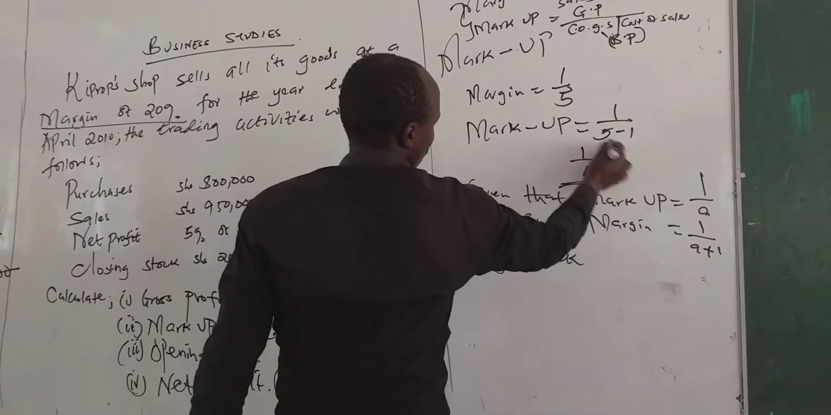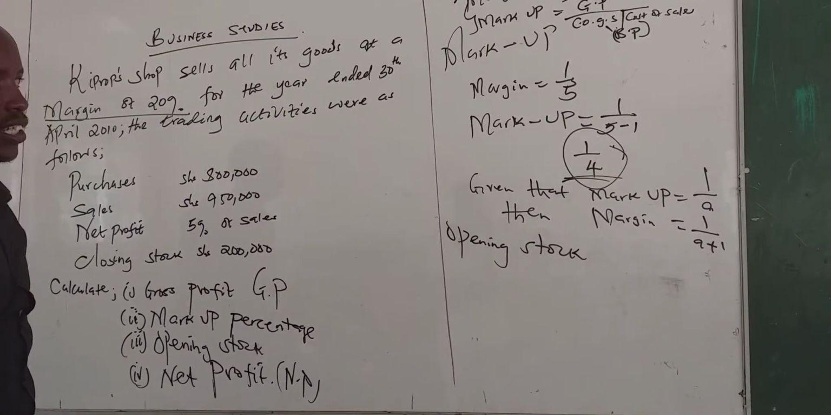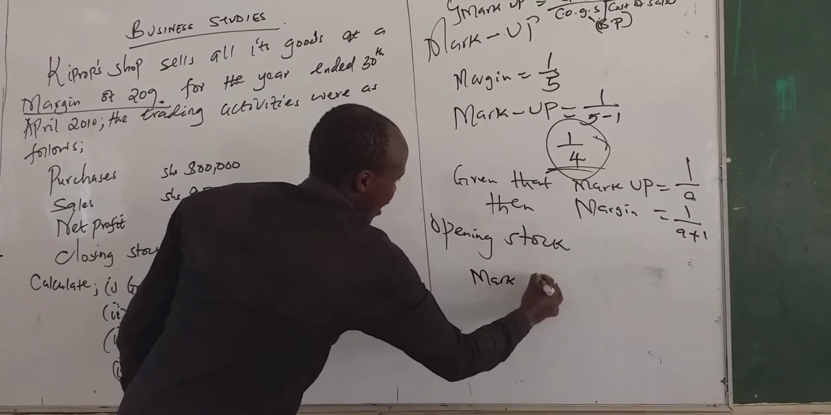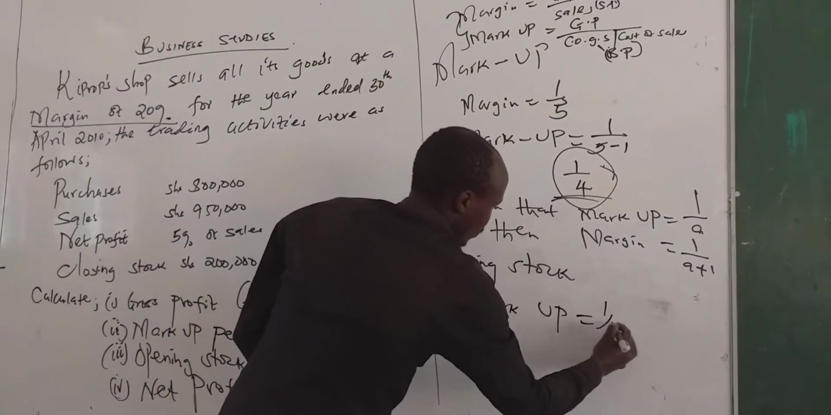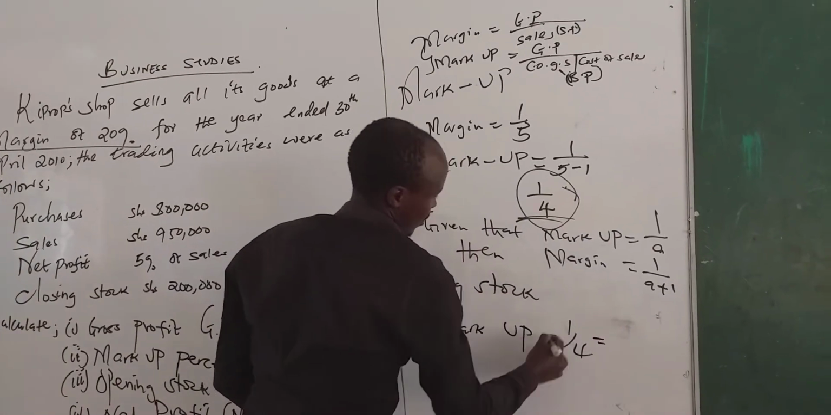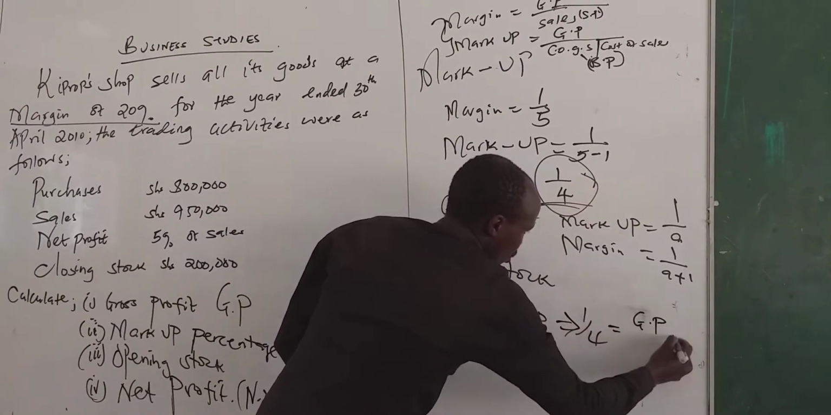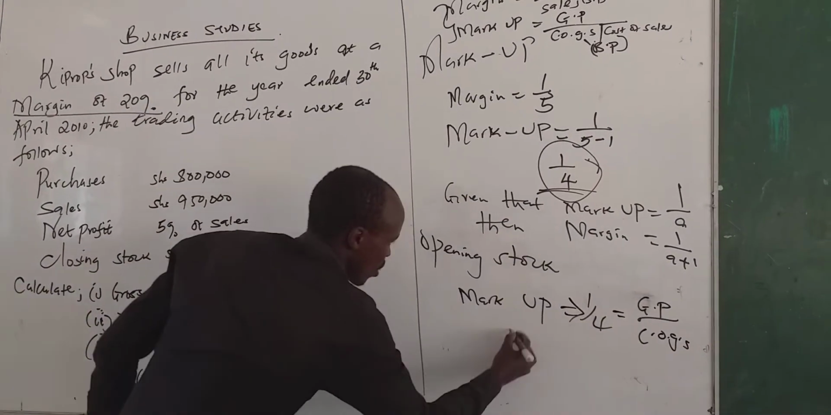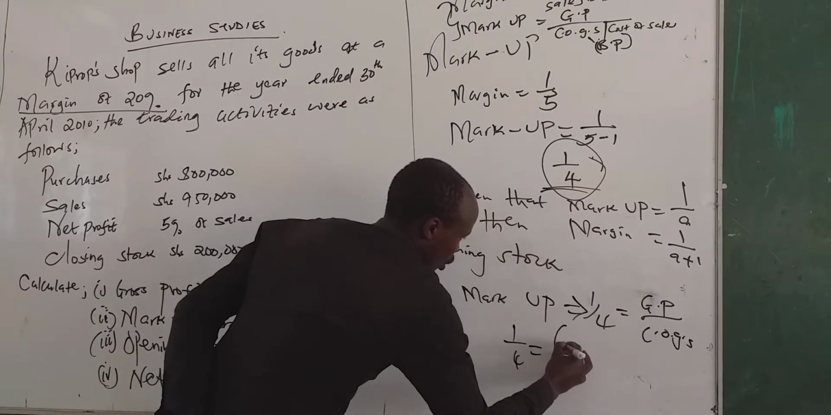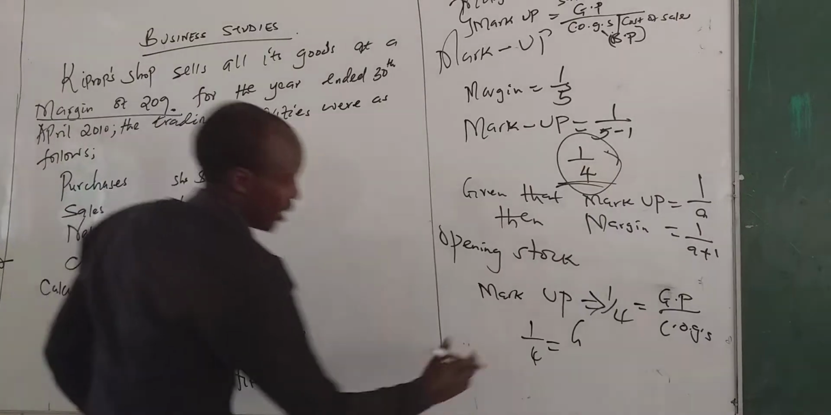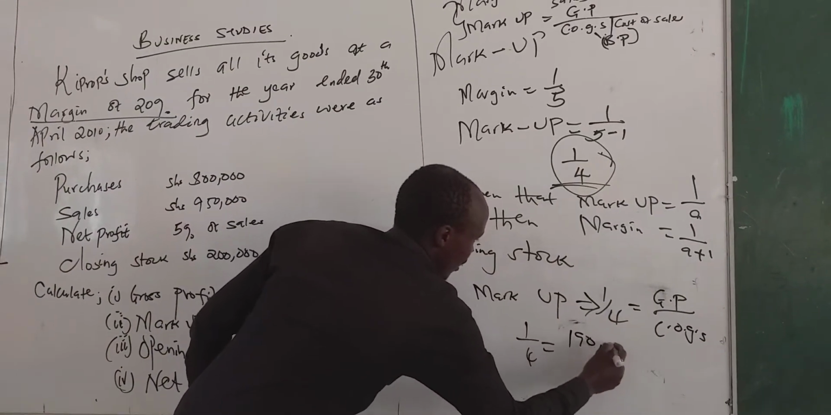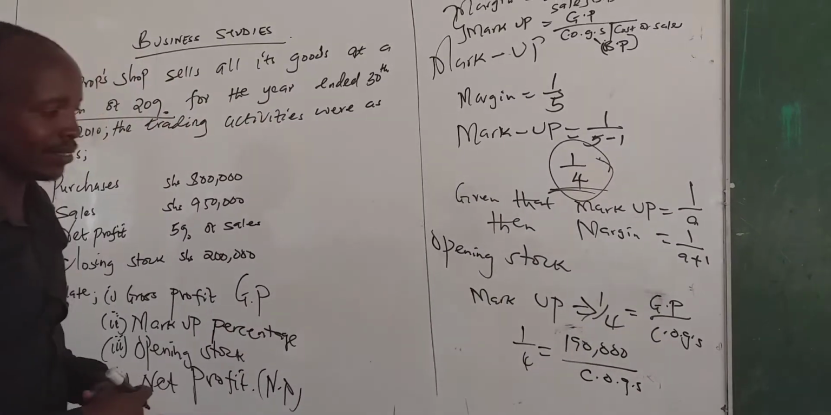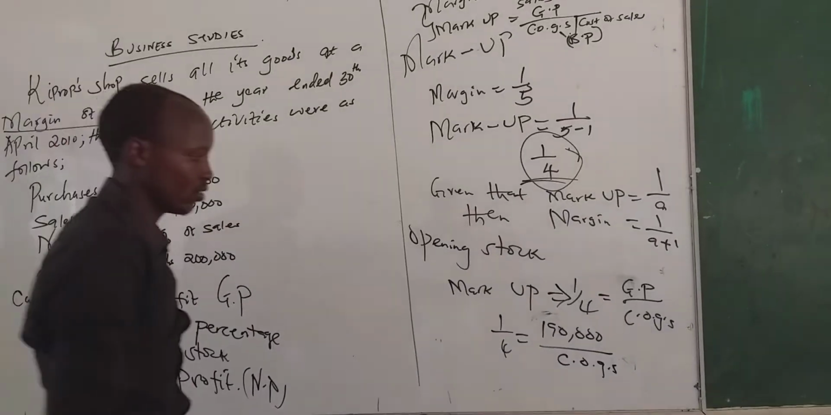Our markup is 1 over 4. This markup will actually assist us to get cost of goods sold, or cost of sales. So markup, which is 1 over 4, is given by gross profit all over cost of goods sold, in other words, cost of sales. So 1 over 4 is equal to GP, and our GP is 190,000 all over cost of goods sold, which we don't know, and it is important for us to calculate cost of goods sold so that we can get the others.